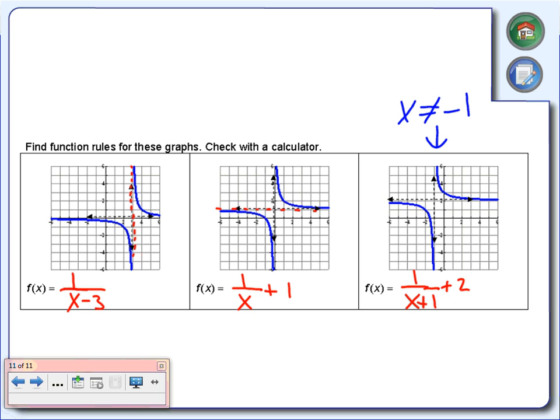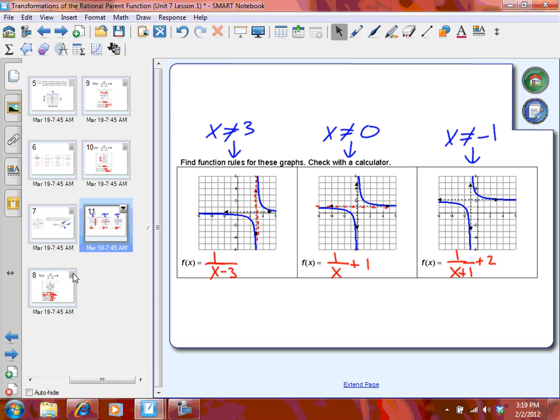What about this one right here? We're looking for the domain. What are the x values? Everything except for what number? 0. Look right here. Once again, I'm looking for the domain. The domain is all the numbers except for one of them. What's the number we can't have for our domain? 3. Again, all we're doing is looking at the vertical asymptote. So if you can find your vertical asymptote, you shouldn't have a hard time finding your domain. All right, so that takes us through transformations of our rational parent function.